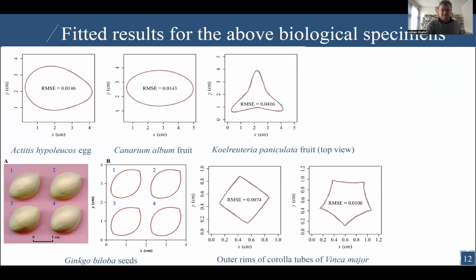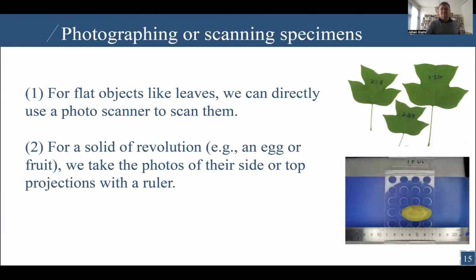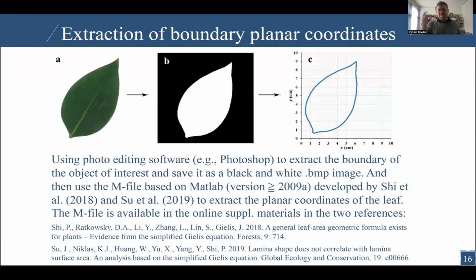You see some shapes here estimated, but for flat objects like leaves, we can directly use a photo scanner to scan them. For a solid of revolution, we have to take into account that it's just a projection that has to be done carefully. And then the boundary planar coordinates are extracted. And there's a MATLAB file, which is available online in ArtCode as well, that extracts the boundary and the shapes.